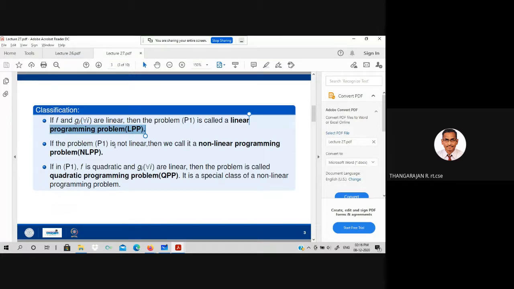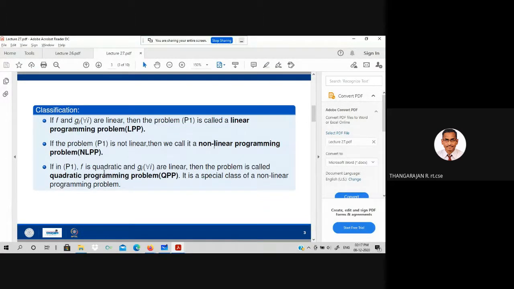If the function is not linear, if the problem P1 is not linear, then we call it a non-linear programming problem. So this is slightly different. If any one of them is not linear, like what I have shown in our example, f was not linear but g was linear, then we call it a non-linear programming problem.